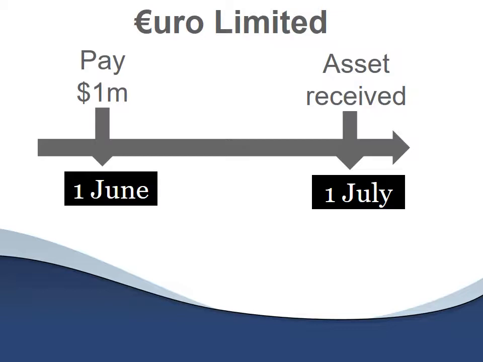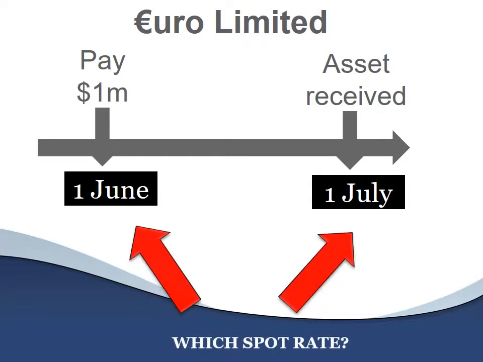Do I record this transaction at the rate that was ruling on the 1st of June? Do I record the transaction at the rate that was ruling on the 1st of July? So it's making that distinction that has caused some of the chaos and some of the uncertainty that we've seen in the past.